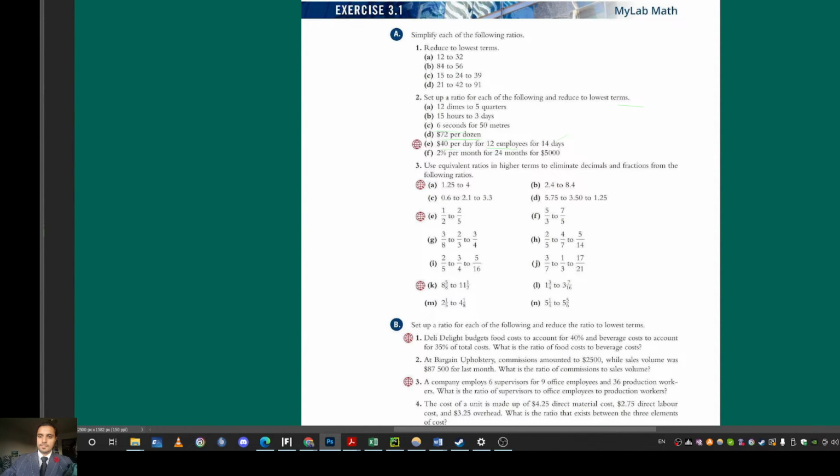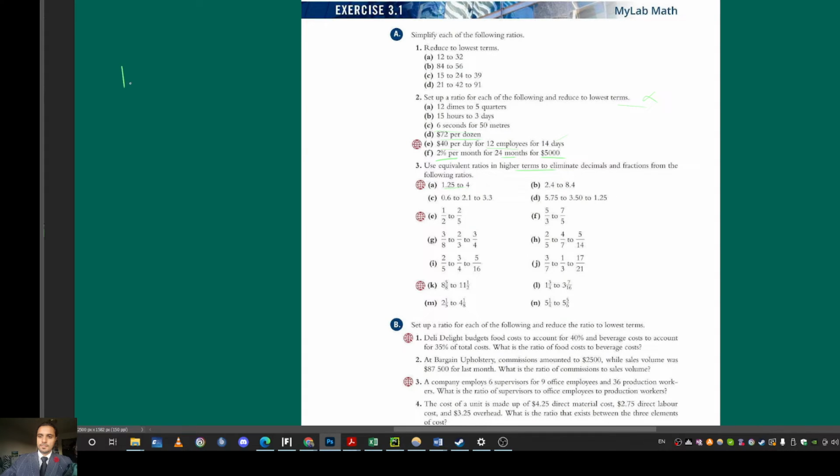Okay. Next, use equivalent ratios in higher terms to eliminate decimals from the following ratios. Okay, that's what I just did when I multiplied 2% by 50 and this by 50 and this by 50. I brought it to higher terms, which is not lowest terms. So I did it in a way incorrectly, but I was trying to show you guys how to remove the decimal. So this is now what it's asking us to do.